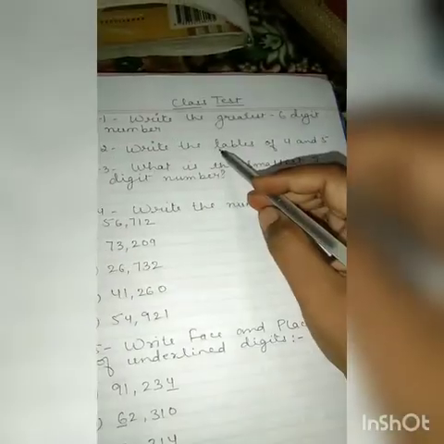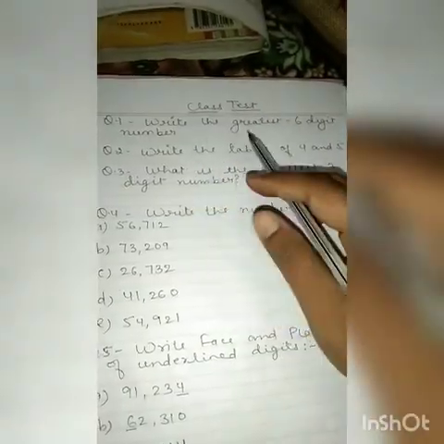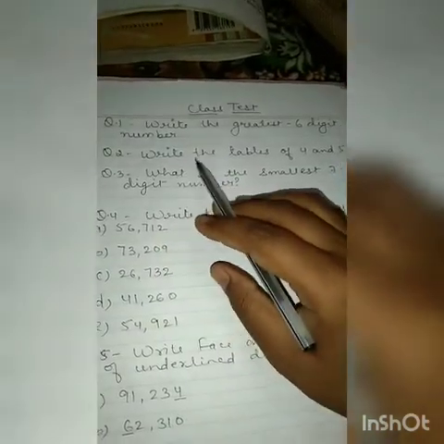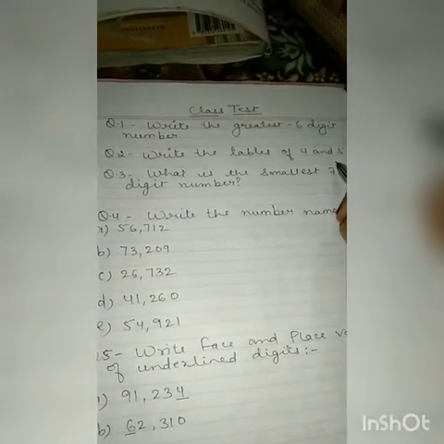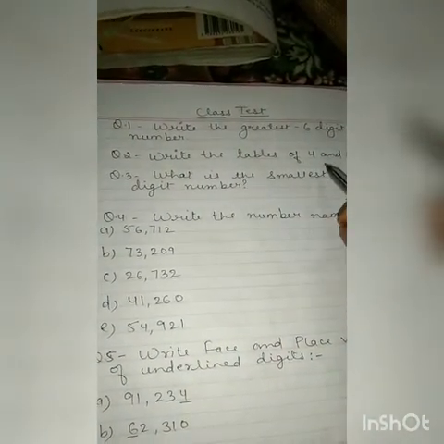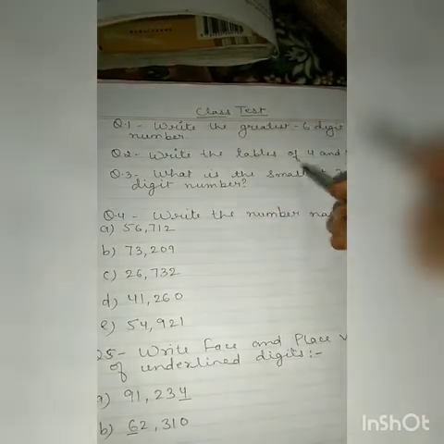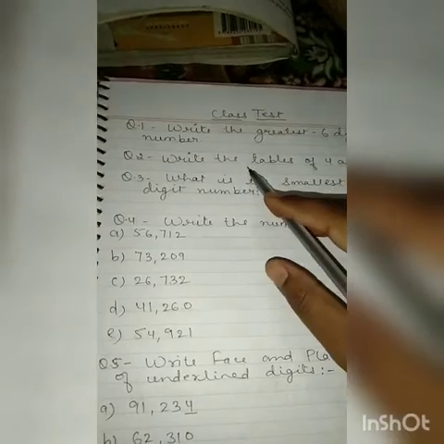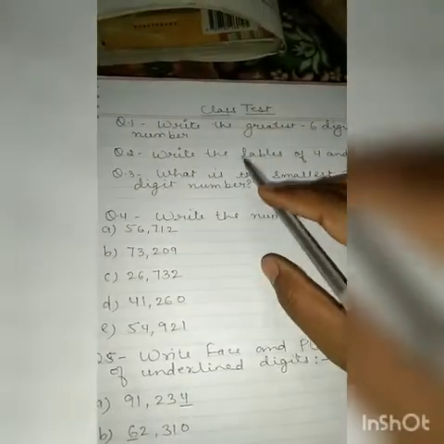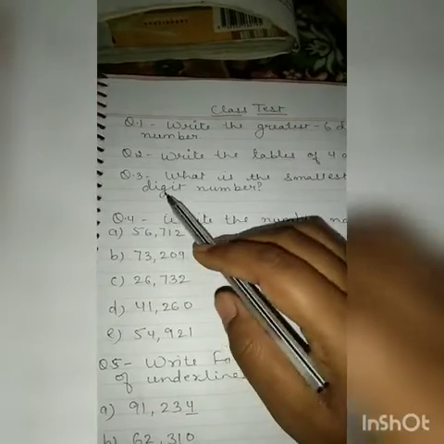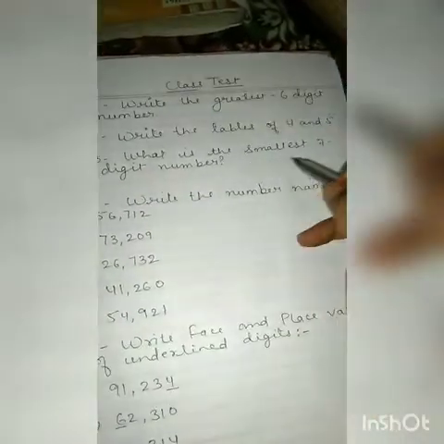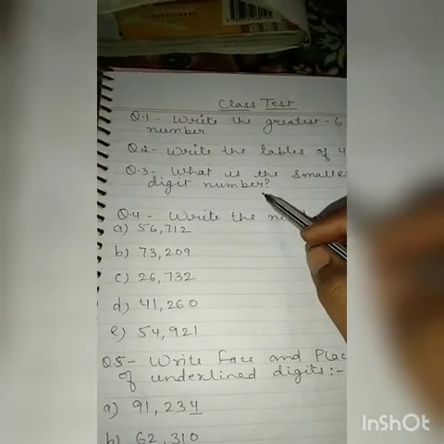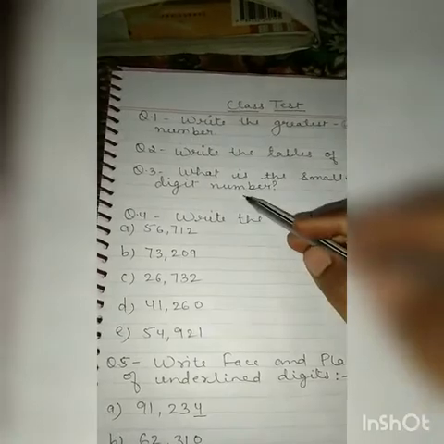Question number 1 is: write the greatest 6-digit number. Question number 2: you have to write the tables of 4 and 5. Children, you will write the tables in full form, as 4 multiplied by 1 is equal to 4, 4 ones are 4. Then question 3 is: what is the smallest 7-digit number? You have to write the smallest 7-digit number. These are the 3 questions.